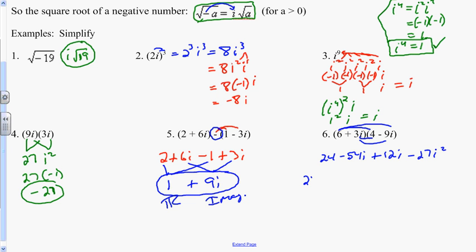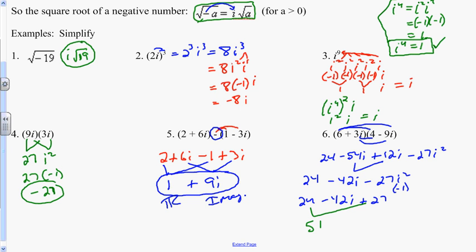Now, we know that the two middle terms have i, so they're like terms. Negative 54 plus 12 would give us a negative 42i, minus 27i squared. Now we have an i squared. Remember, that's the same as a negative 1. So this is 24 minus 42i. Negative 27 times a negative 1, that's what i squared is equal to, will give you a positive 27. And in doing so, we now have some like terms again. 24 plus 27 is 51 minus 42i.